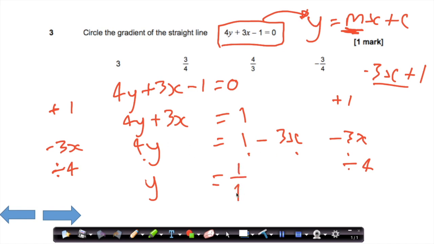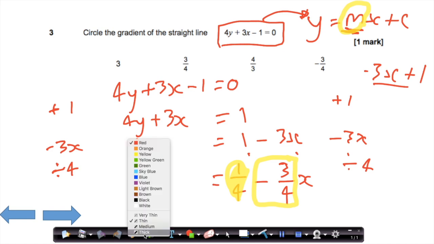So this will end up being 1 divided by 4, which is a quarter, minus 3 over 4, x. Here, hopefully, you can see that this is our intercept, and this guy here is the coefficient of x, i.e. the number attached to my x, which is minus 3 quarters.